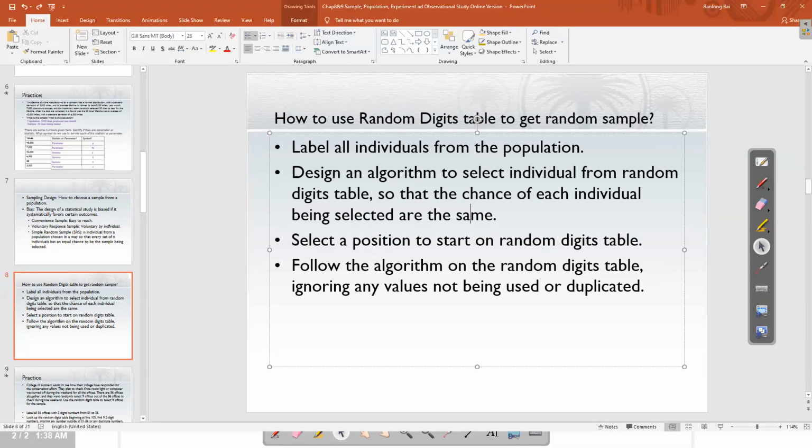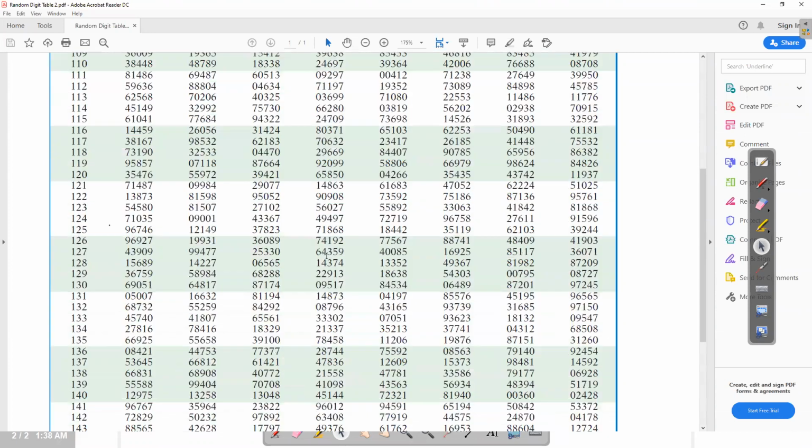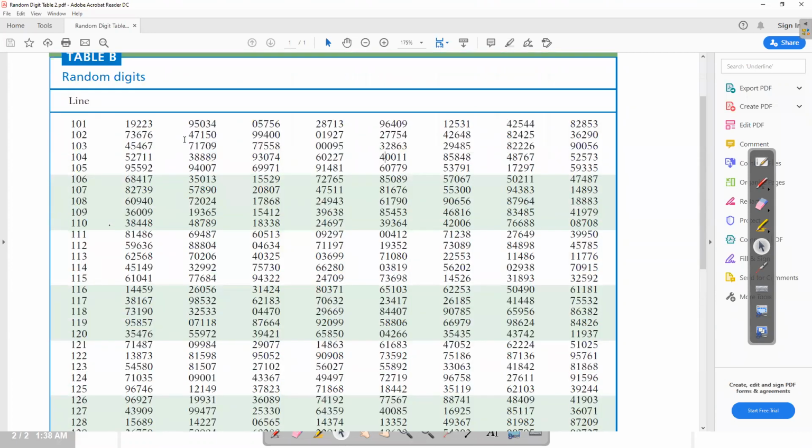So the random digit table looks like this table. Basically, it's one full page of digits from 0 to 9 in a random sequence. So from the first number, you randomly choose a number from 0 to 9 and put it here, and then randomly choose another number, and again choose a random number, and so on. So it's a random digit sequence table, basically.